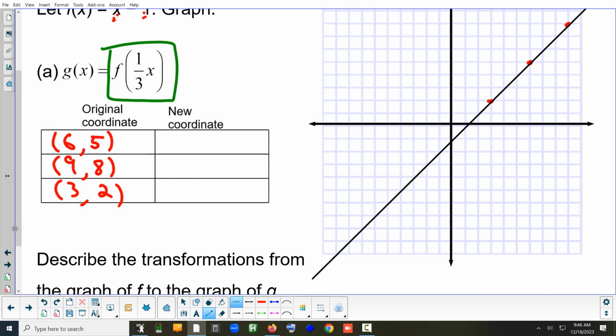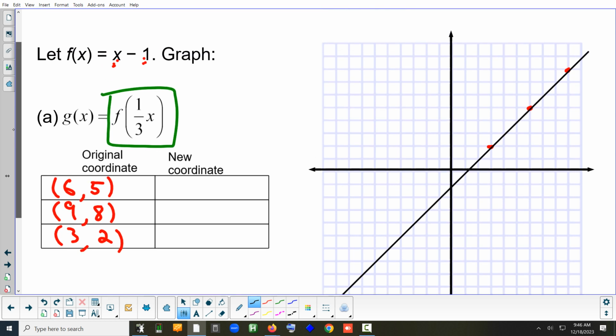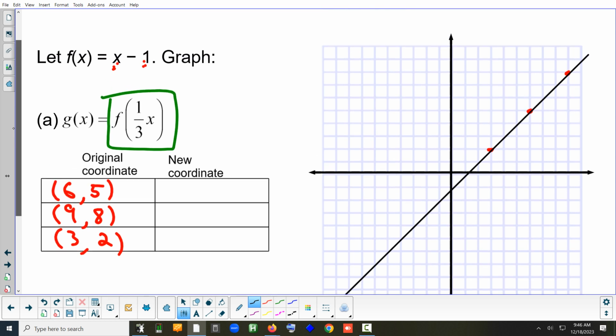Okay, and I'll label that in black. That's the original. Now we're going to do the new one. So go back to the row that has the number in front of x. We have to look at the how to graph column.